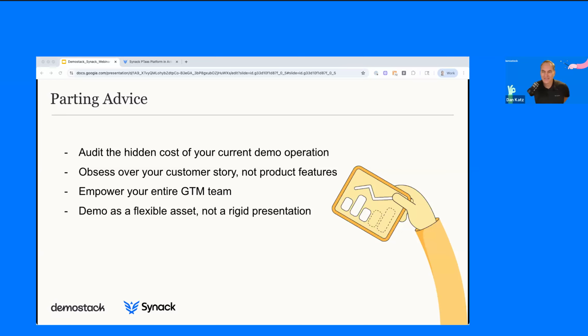I hope that was helpful. Before we wrap up, I just want to thank you, Dan, and thank Demostack for the partnership. The partnership we've had over the last year and a half has really accelerated our sales cycle and allowed us to show value a lot earlier in the process. And it's really freed up our technical teams to focus a lot more on solving our customers' problems, not maintaining a legacy demo environment. So we definitely appreciate it.